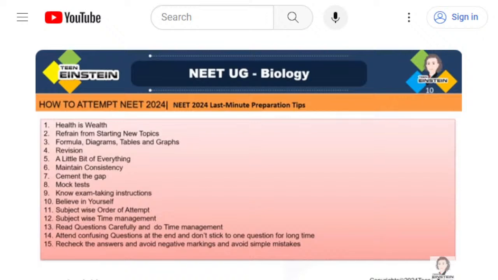Next, the third one: formulas, diagrams, tables, and graphs. See, information presented in the form of a graph, table, or diagram is easy to remember. So you can cover a lot more with the help of this. Flow charts and diagrams about all the topics coming under one chapter will help you retain the steps of some processes.